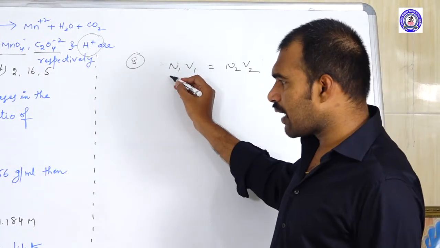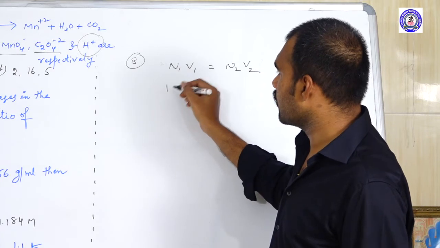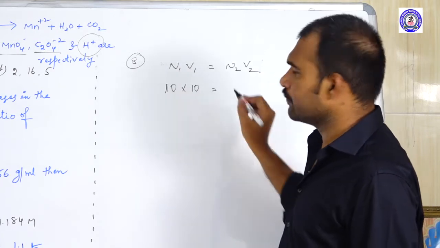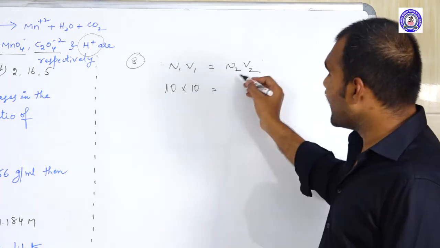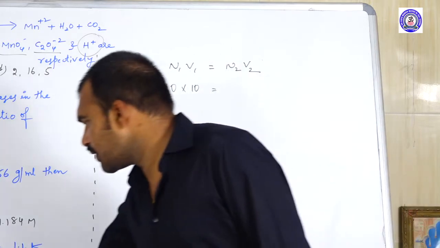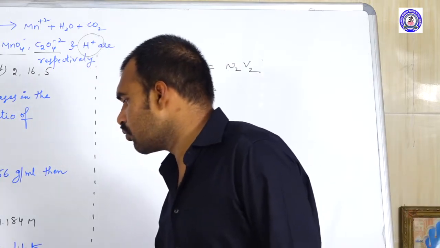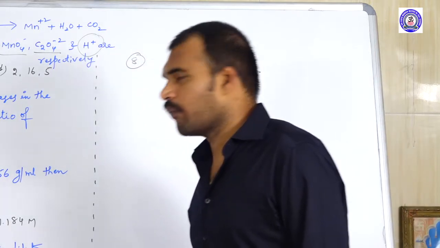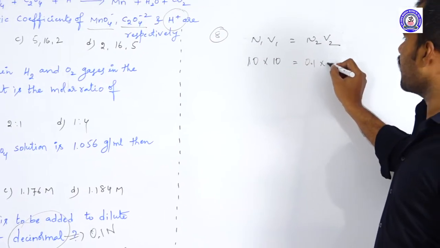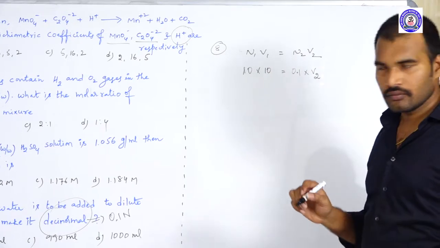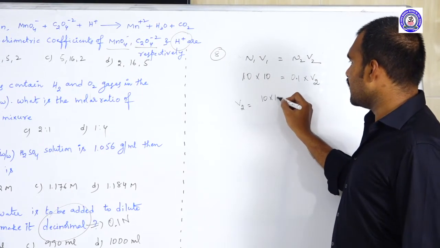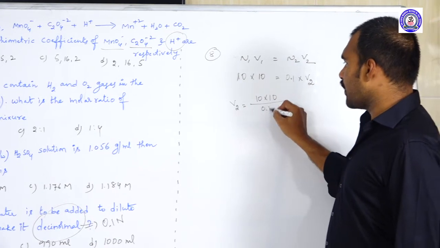So initial normality is how much? 10 normal, and initial volume is 10 ml. Okay, and the final normality to make it decinormal. What is the meaning of decinormal? That is equal to 0.1 normal. So N2 value is 0.1 and V2 we need to calculate. So V2 is equal to 10 into 10 by 0.1.